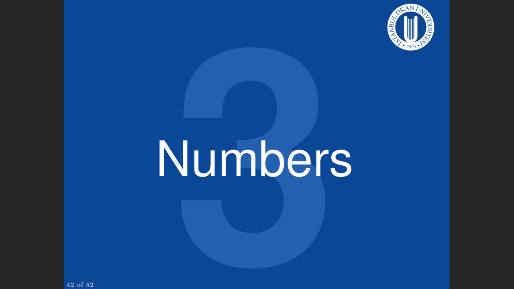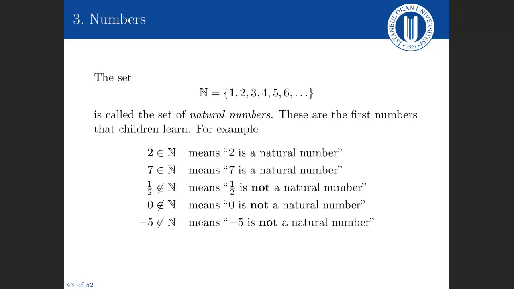The third chapter today, in the final 9 slides, is numbers. I want to briefly talk about number systems. We start with the first numbers that children are taught, the so-called counting numbers or the natural numbers, the numbers which go 1, 2, 3, 4, 5, 6, etc. These are the set of natural numbers, and we write this set using this special hollow letter N.